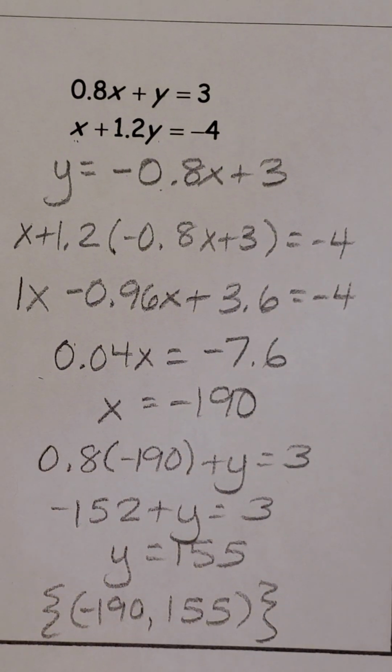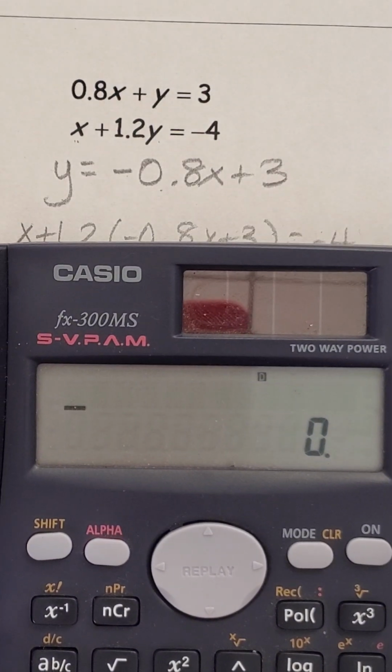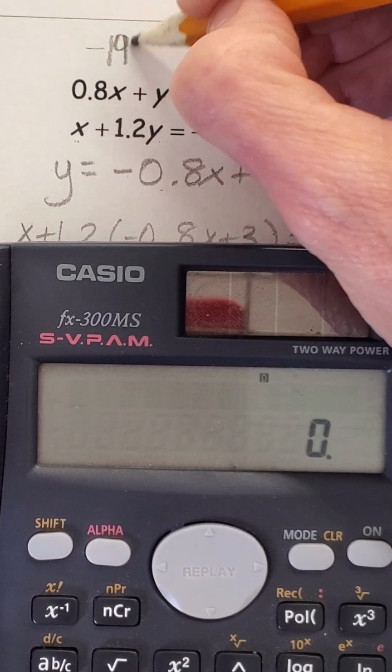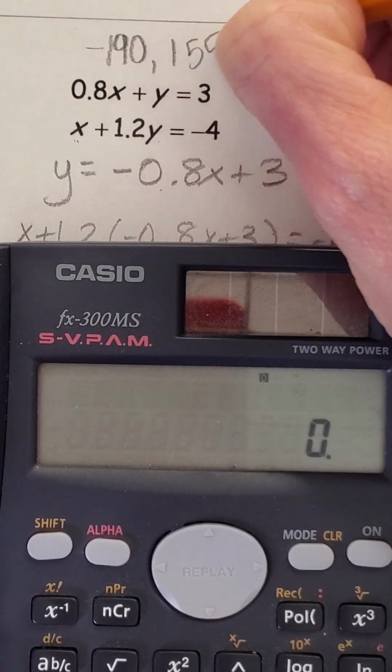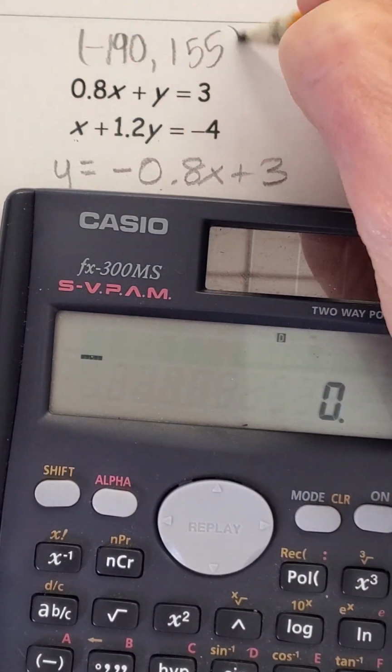And just like I say when I've taught the other methods, what I would do on the unit exam is I would take those values and then I would substitute them back in. So we've got our -190 and 155. Let me just confirm that. Yep. So there's our solution set.